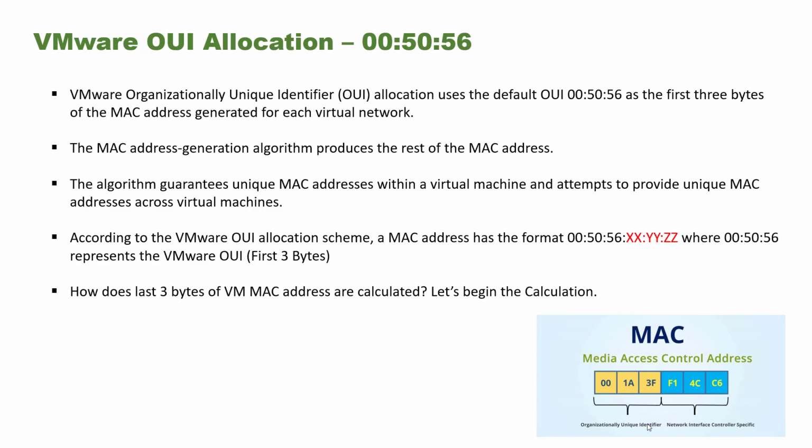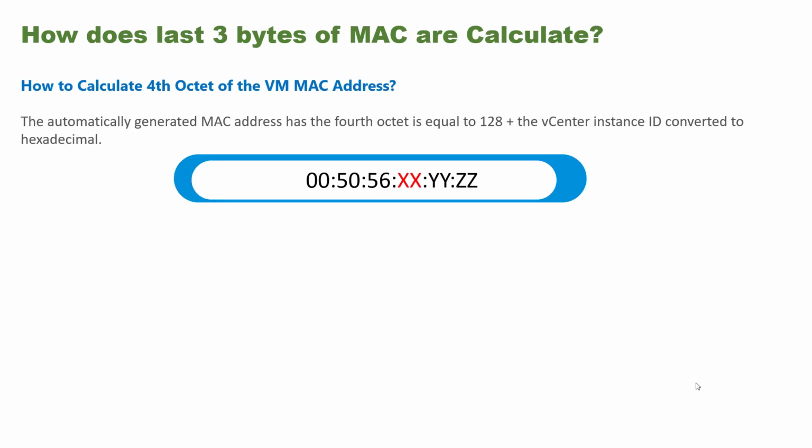Let's begin the calculation. Let's talk about how the last 3 bytes of MAC addresses are calculated, right? Before we talk about the last 3 bytes, let's talk about the fourth octet, which is the fourth byte, right? How is it calculated? What is the logic in it, right?